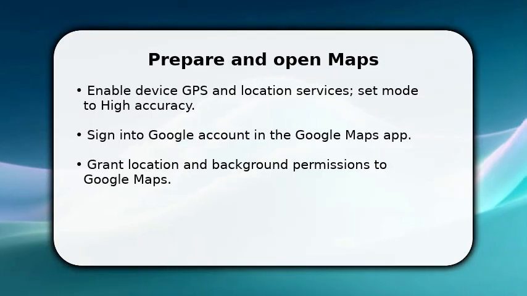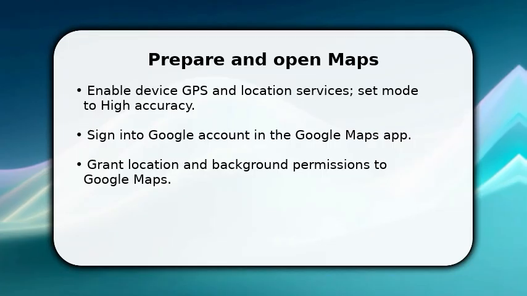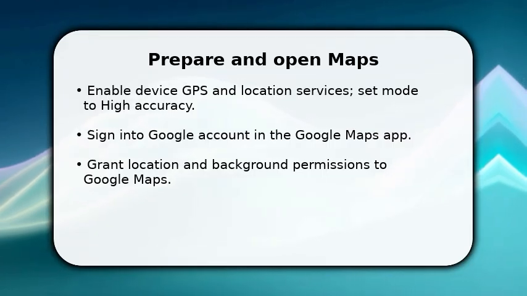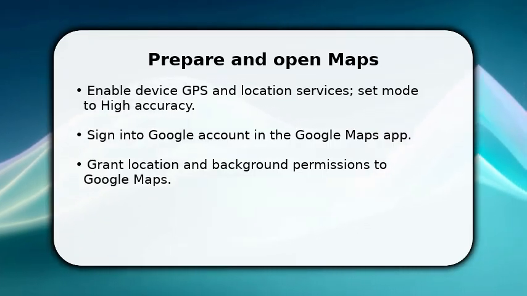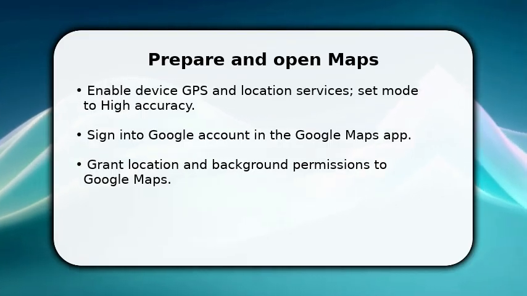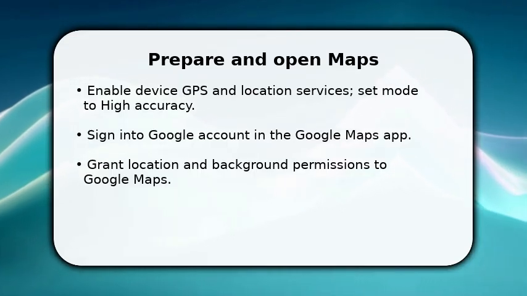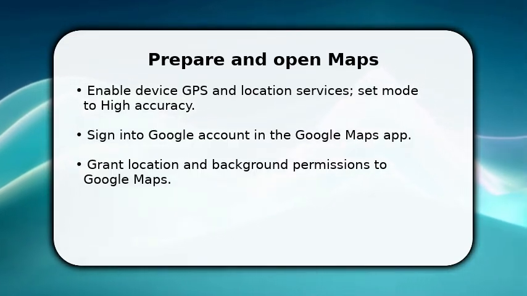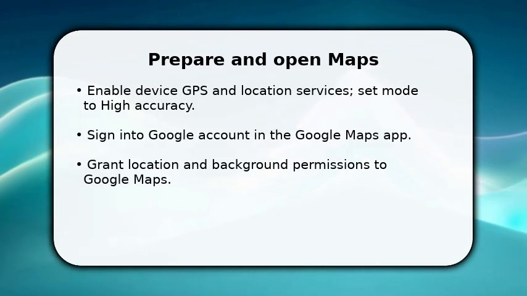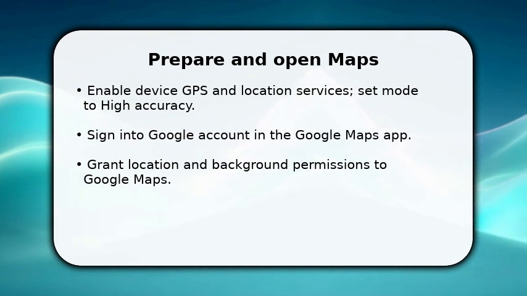You start by preparing your phone so tracking works reliably. Enable GPS and set location mode to high accuracy, and make sure battery saver is off so updates aren't throttled. Next, open Google Maps and sign into your Google account. Having the right account ensures the shared location links to you. Finally, grant Maps location and background permission so it can update while the app isn't in front. Once done, you're ready to begin sharing or checking a live location in the app.